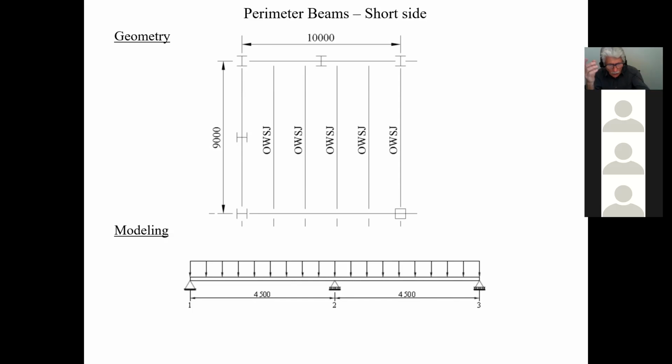And I don't know if I have it here, or I can probably show you on one of my other files how I did it. You understand?